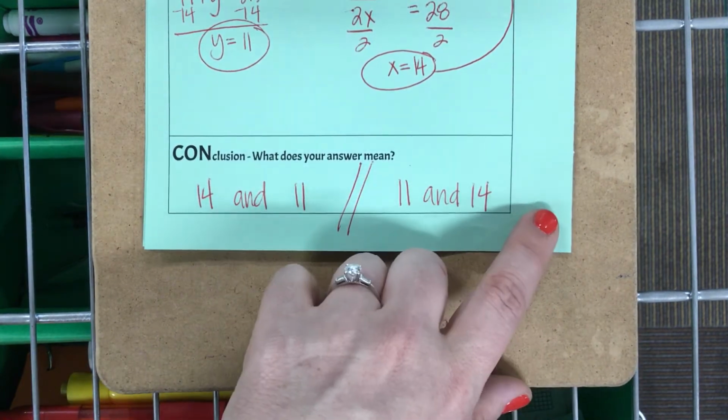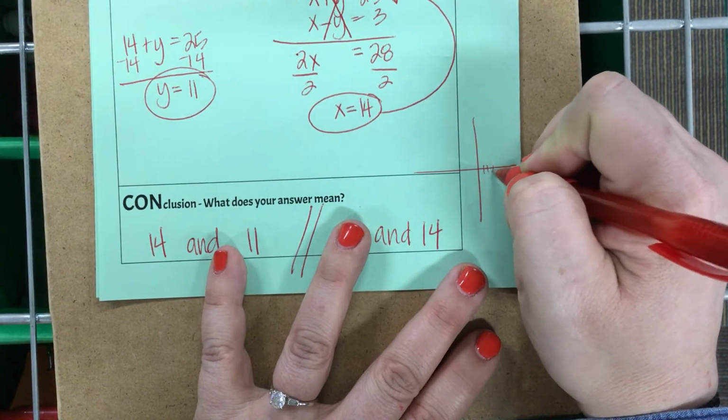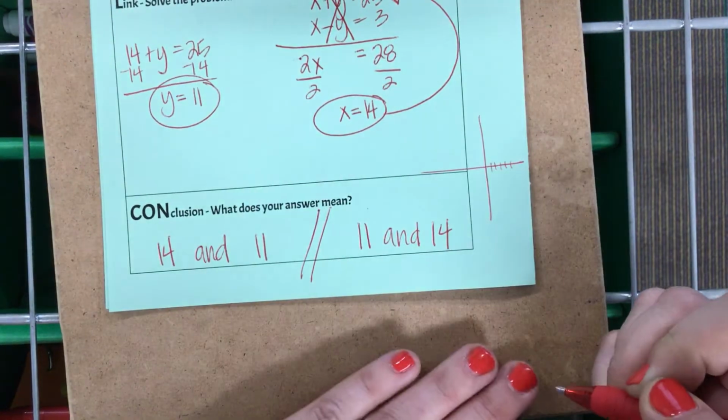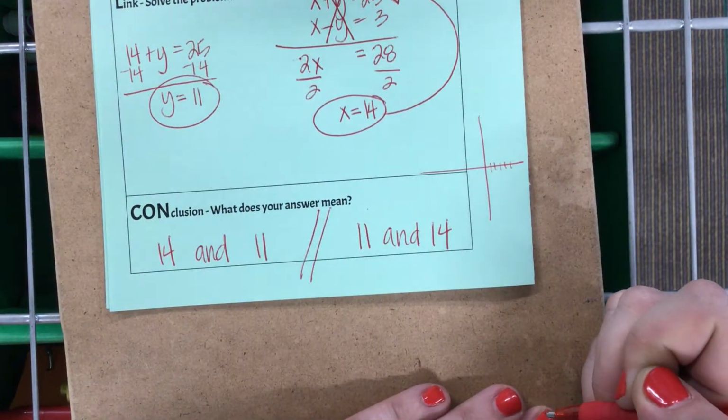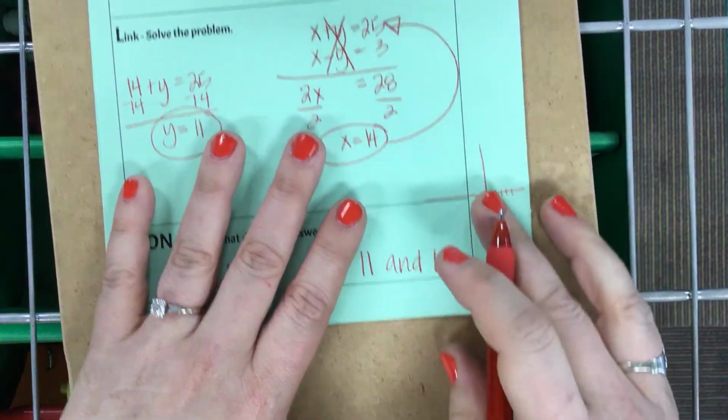Or 11 and 14. You're not going to be like, okay, Mrs. Long, you're right, so 1, 2, 3, 4, 5. You're not going to draw a graph to tell me this answer. It's not an ordered pair. It's two numbers.